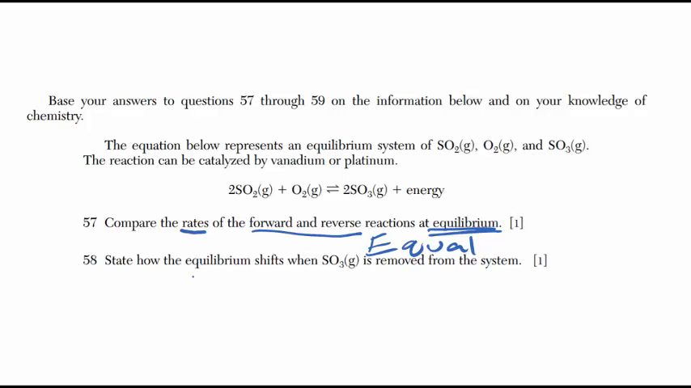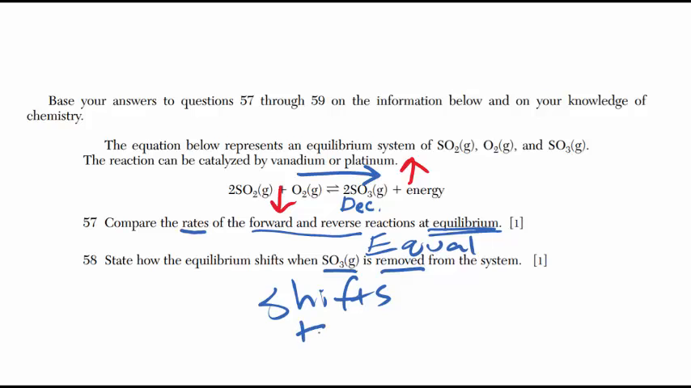Okay, next question. State how equilibrium shifts when SO3 is removed from the system. So that means the SO3 has been decreased, right? I removed it. I'm going to have to shift to get it back, which is that way, to the right, which means that everything over here goes up in concentration, everything over here goes down in concentration. Okay, let's make sure we answer the question before we get ahead of ourselves here. State how equilibrium shifts. Shifts to the right.